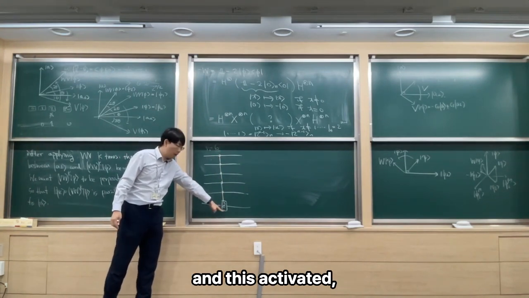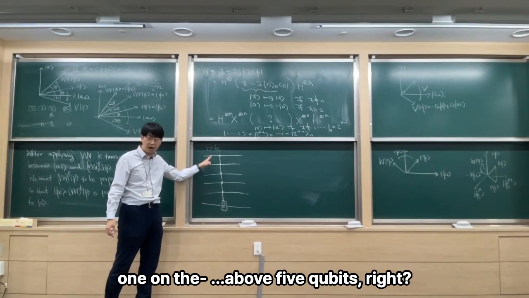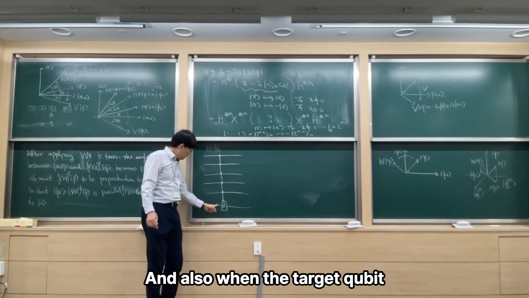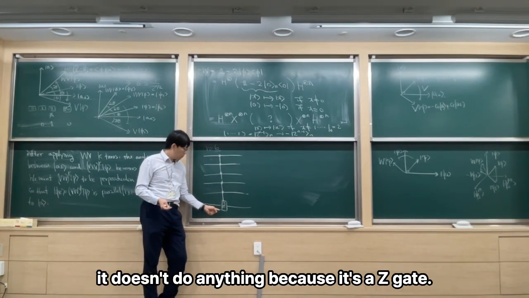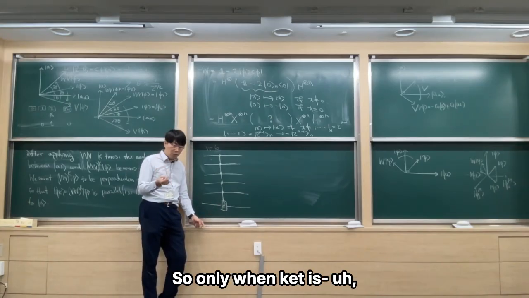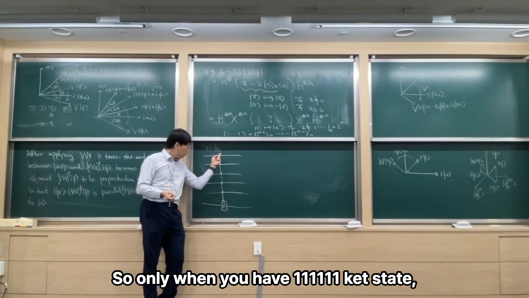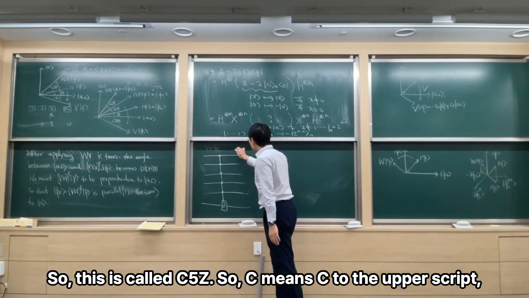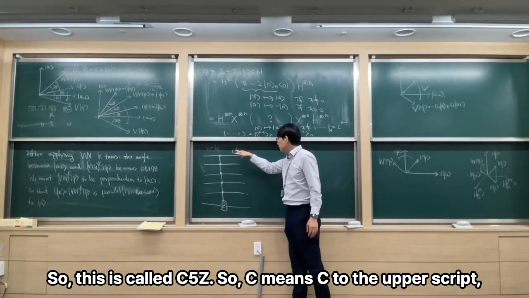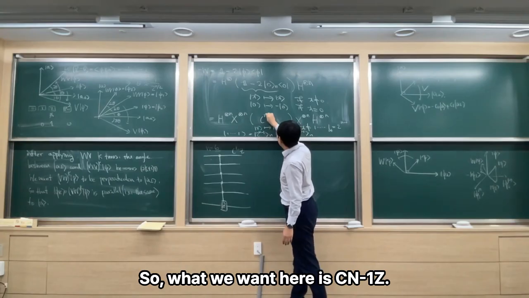This control gate is activated only when you have 1, 1, 1, 1, 1 on the above 5 qubits, right? And when the target qubit is in state 0, it doesn't do anything because it's a Z gate. Only when the quantum state is ket 1 does it change the sign to minus ket 1, right? So only when you have the 1, 1, 1, 1, 1, 1 ket state, it changes the sign to minus. So this is called C5Z. C to the superscript means the number of control qubits. So what we want here is Cn minus 1 Z.